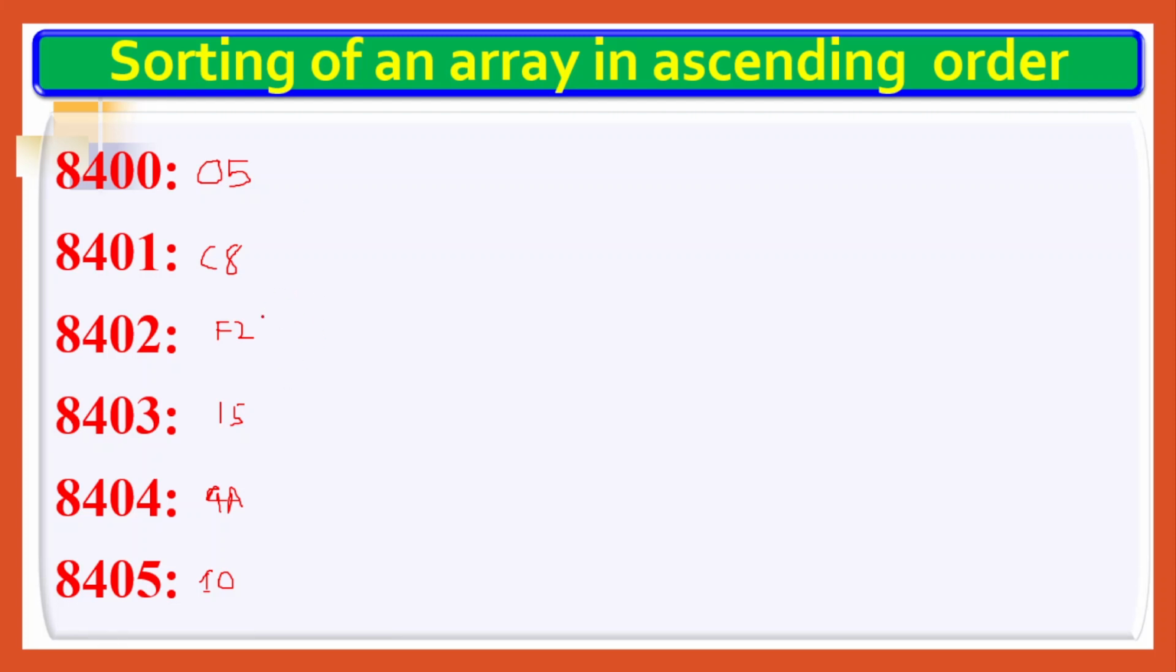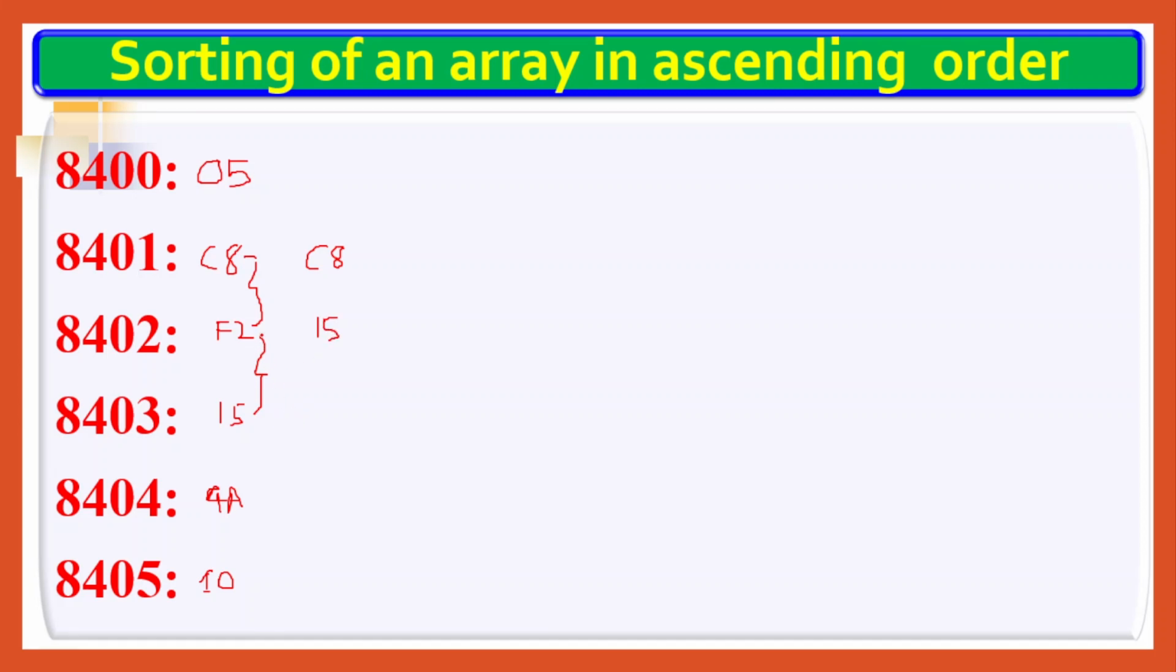We already discussed how to compare and get the smallest or largest in the previous program, searching smallest or largest. The same logic we are going to use. The first comparison is between these two, C8 and F2. Which one is smallest? C8 is the smallest, so keep it the same because it is already in ascending order. Now the next, F2 and 15, compare these two. Here the smallest is 15, so you take this 15 here, then have F2 at this point.